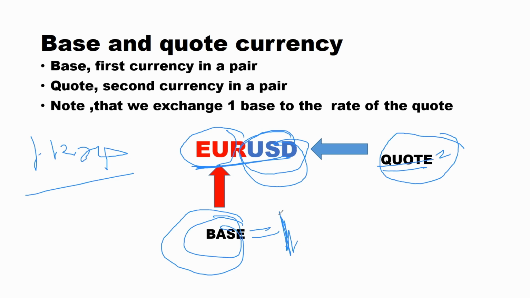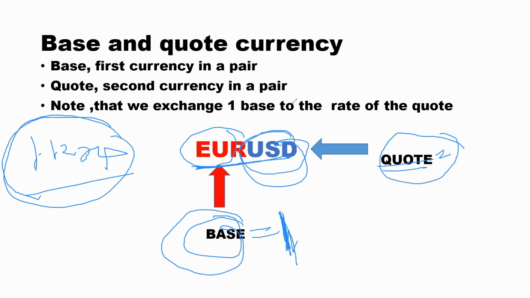It means that for every one euro I have, I have $1.1234. Are we together? For every 1 euro I have, it means I have $1.1234. Are you getting it?